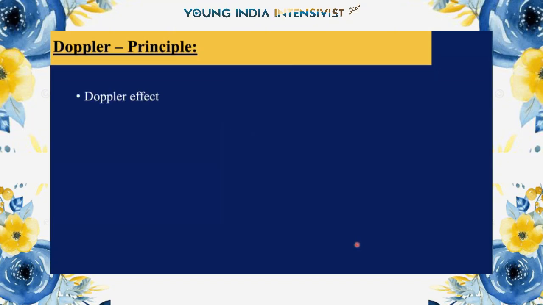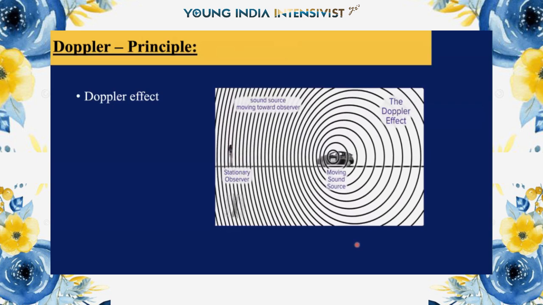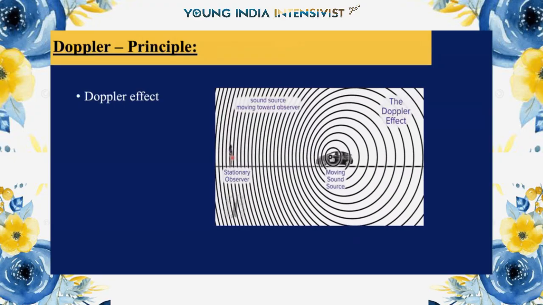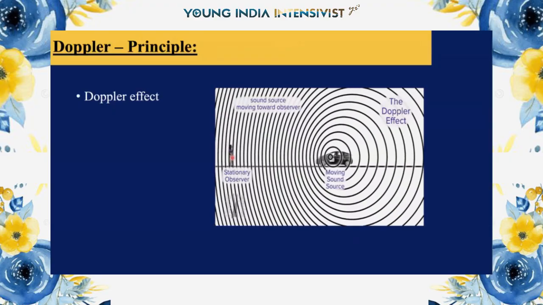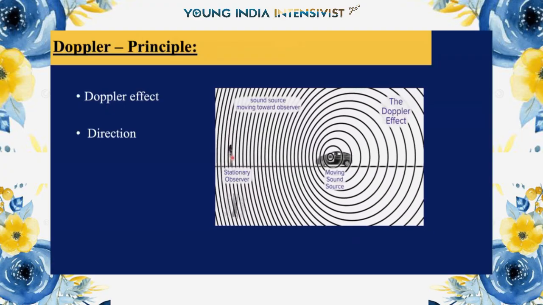Okay. So it is based on the Doppler effect. So what is the Doppler effect? The Doppler effect is nothing but the apparent change in the frequency of the sound due to relative motion between the observer and the source. Either the observer is stationary and the source is moving, or the source is stationary and the observer is moving. Okay, it depends on the direction of your blood flow.